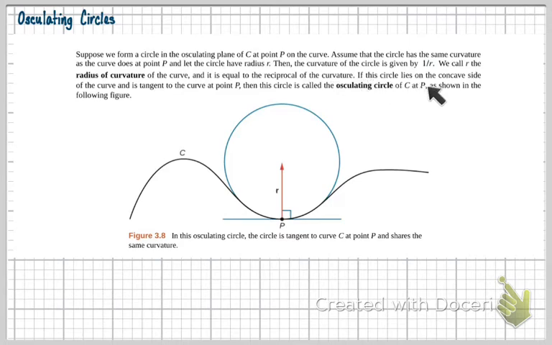If this circle lies on the concave side of the curve and is tangent to the curve at point P, then this circle is called the osculating circle of C at P, as shown in the following figure.